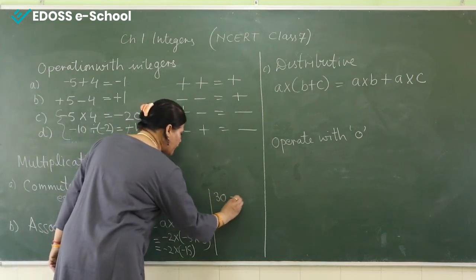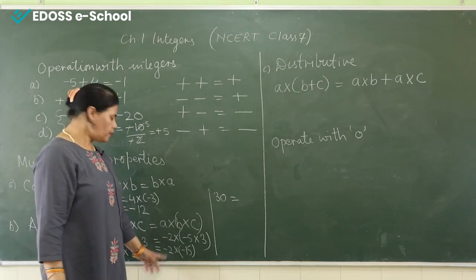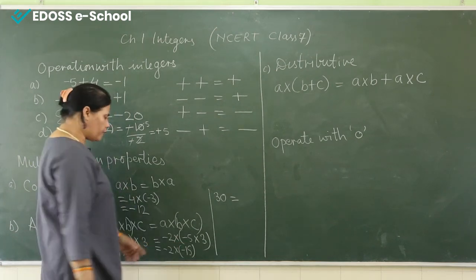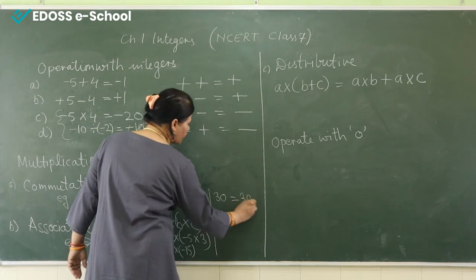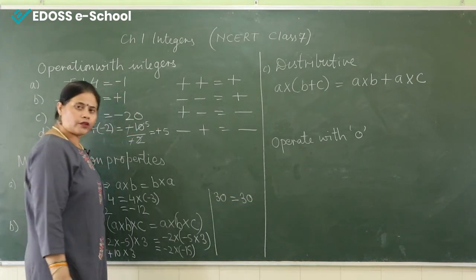Here it is 30, and it is equal to, on the right hand side, again we will multiply the sign first. So minus minus plus, and 15 2s are 30 again. So these are the commutative property and the associative property.